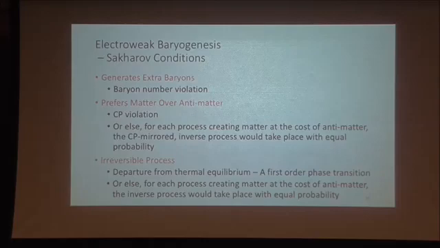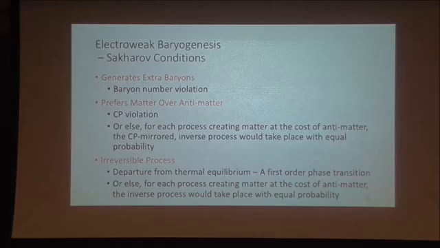So let me remind you about the three conditions for electroweak baryogenesis. So we need some process that generates extra baryons. So we need a baryon number violation. And the second one is CP violation. Otherwise, for each process that can produce matter over antimatter, the CP mirrored inverse process will produce antimatter over matter. And the third condition is we want the departure from thermal equilibrium. So we need a first order phase transition. Otherwise, for each process that produces matter over antimatter, the inverse process can produce antimatter over matter.